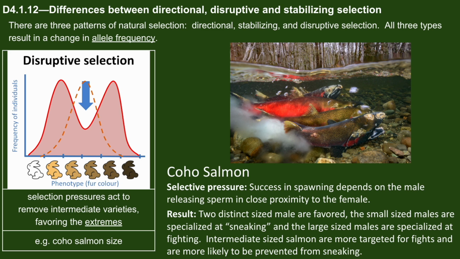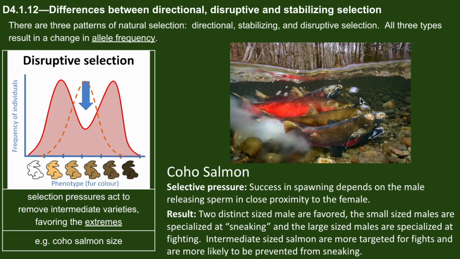And then lastly, we have disruptive selection. And this is where there can be selective pressure to remove those intermediate varieties and favor the extremes. An example of this is coho salmon. So small coho salmon are going to have an advantage at sneaking to be able to fertilize the eggs that the female has just released.